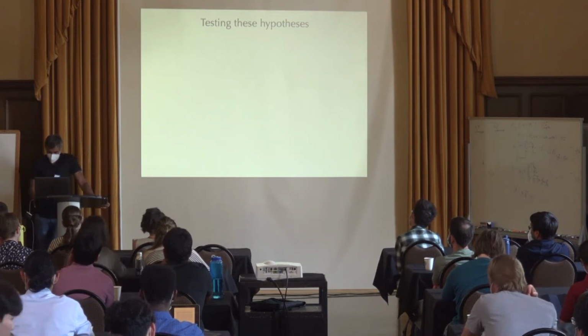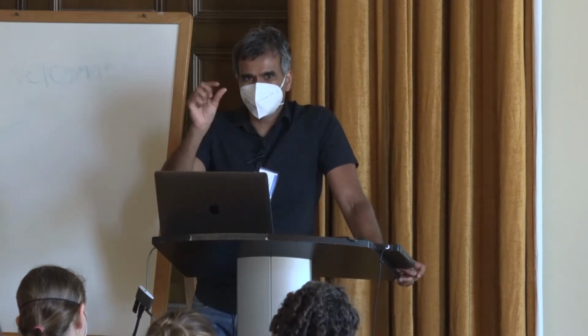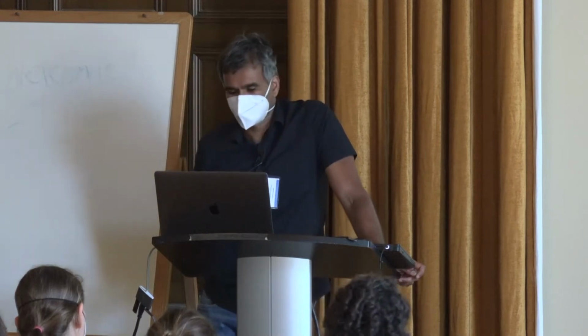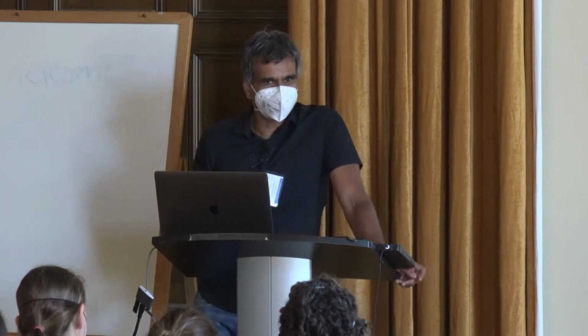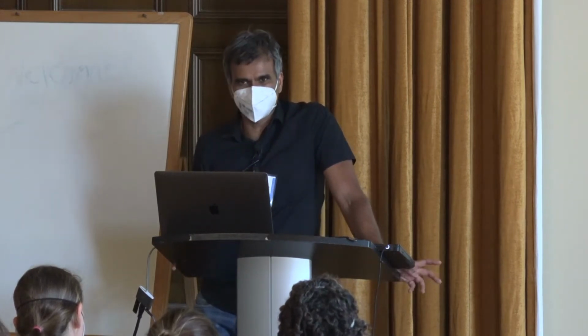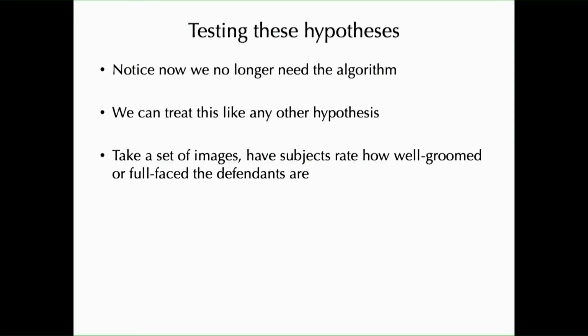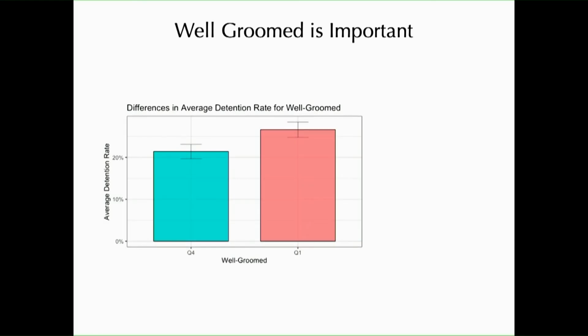Okay, perfect. So the combination of the generative model and the predictive model is what's really allowing you to do very fine-grained matching and be able to show small differences. But to test these two, well-groomed and heavy-faced, we no longer need the algorithm. We just treat these like anything else. I'm going to take a set of images. I'm going to have people rate how well-groomed or heavy-faced defendants are, and I'm going to see if those traits predict actual choices.